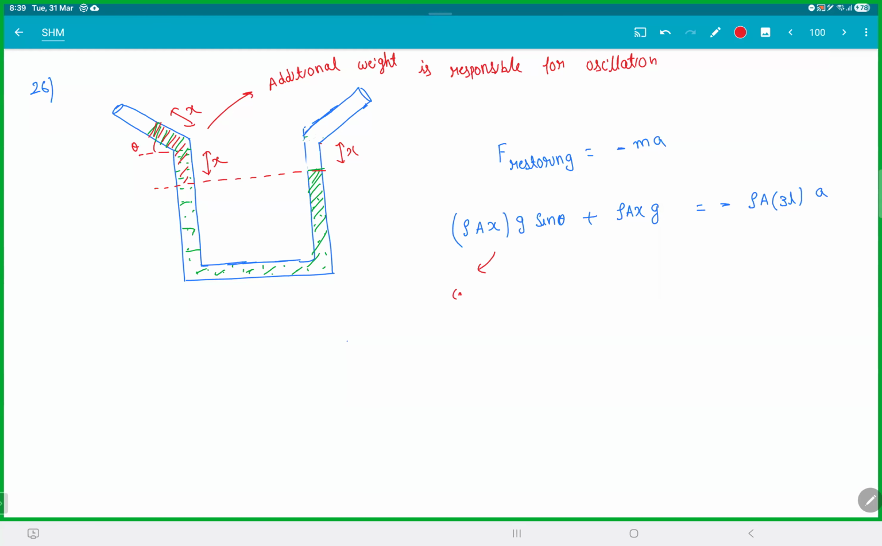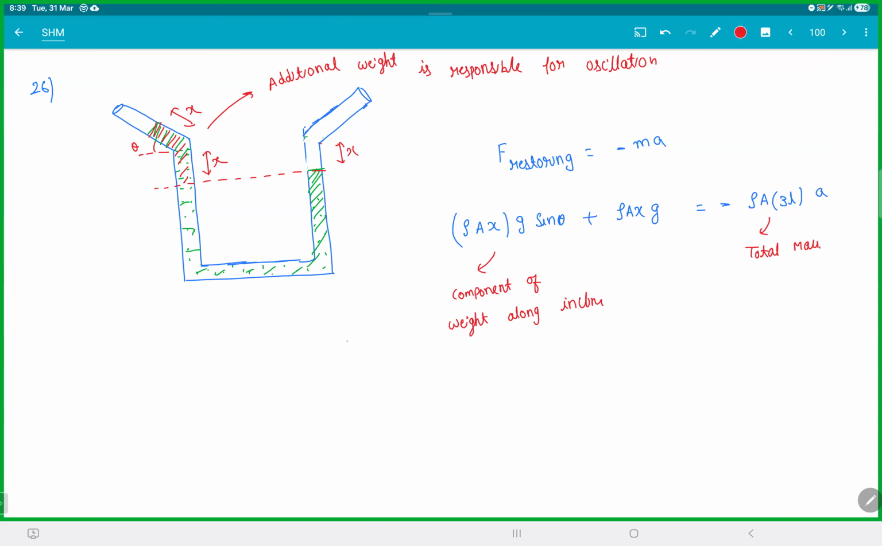This is the component of weight along that inclined part. And this is the total mass. So this red shaded liquid is actually responsible for pushing the whole liquid. Is this making sense, everyone?